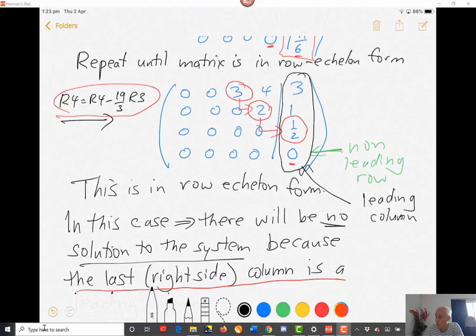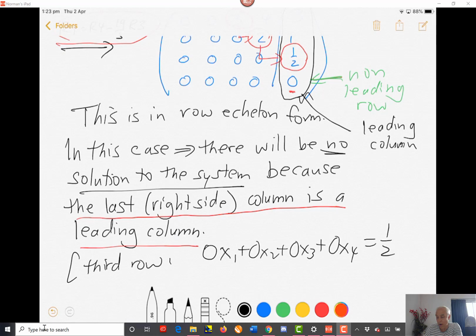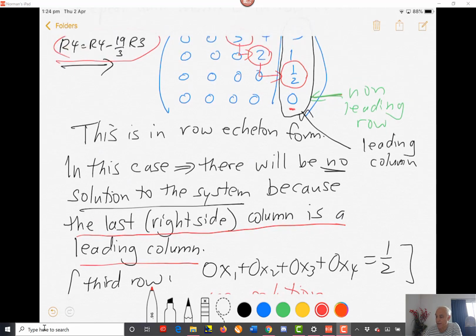So if you look at this third row, the third row corresponds to the equation 0 x1 plus 0 x2 plus 0 x3 plus 0 x4 equals 1/2. And there's no way that has any solution. It doesn't matter what you let x1, x2, x3, or x4 be. There's no solution. And that's going to happen all the time when you end up with a leading entry in that last rightmost column.